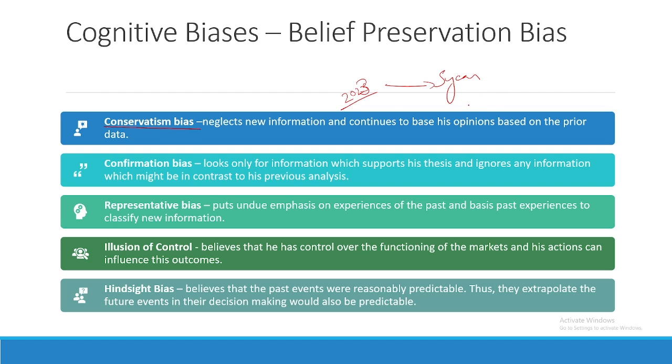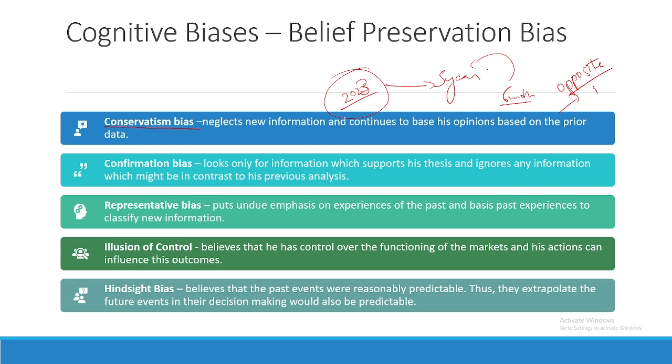Let's say 6 months later, some new information comes in. Information comes in every now and then, but let's say some information comes in which might be important to this analysis. But because this person has a conservatism bias, he'll just ignore that. What that means is he is putting undue weight on the information that he had at the start of the analysis, and he's putting very low weight on the new information.